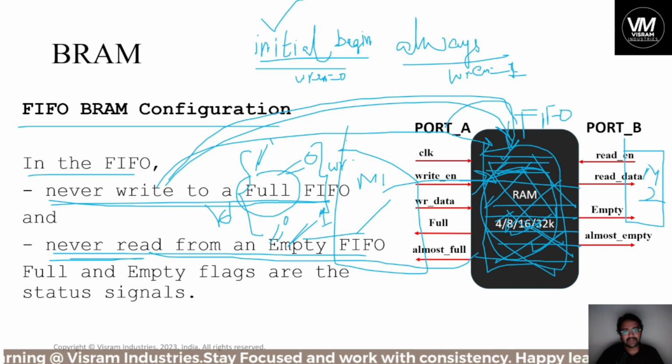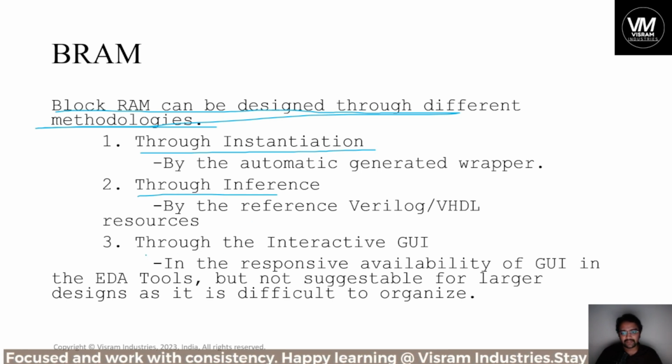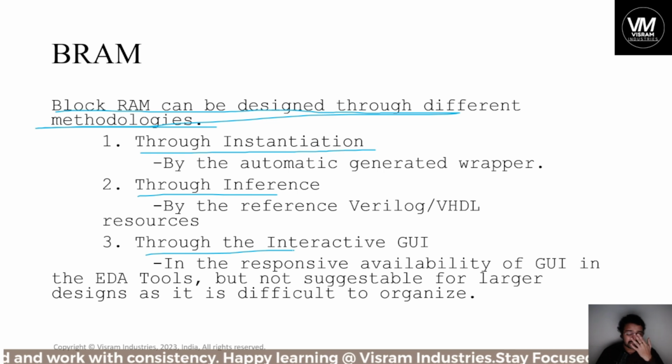And how will you implement it? What are the different types of implementations or methodologies? You have instantiation, one thing, and another thing is inference. The third type of implementation is taking the interactive GUI. GUI is nothing but graphical user interface. Take the graphical user interface from an EDA vendor, whether you are using the Altera Quartus Prime EDA tool from Intel, or the Xilinx Vivado EDA tool. Take these EDA environments, take a GUI, take the block RAM there and connect them manually. In this kind of thing, you can configure the BRAM.